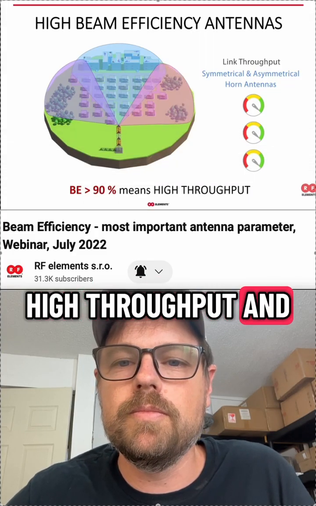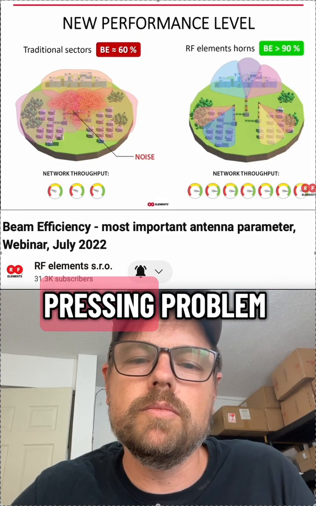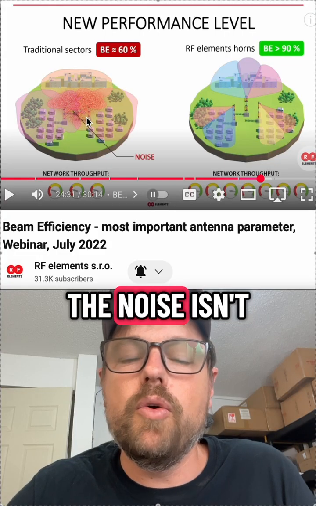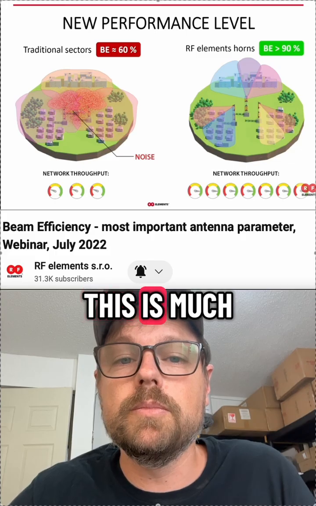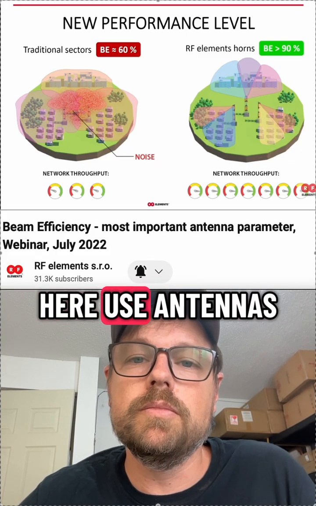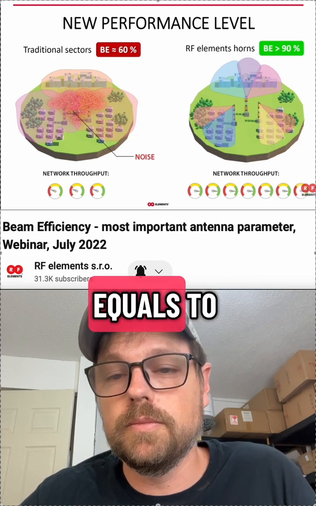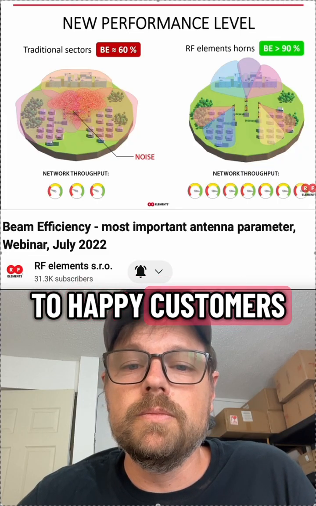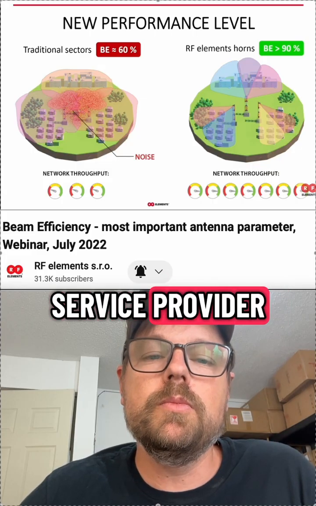High throughput and network stability. Addressing the most pressing problem of WISP. So he's saying that the noise is here. The noise isn't there. The noise is everywhere. This is much more straightforward. Now, only one advice here. Use antennas with high beam efficiency. High beam efficiency equals to high throughput. That equals eventually to happy customers and a joyful life as an internet service provider.